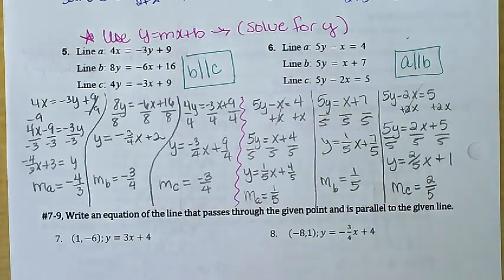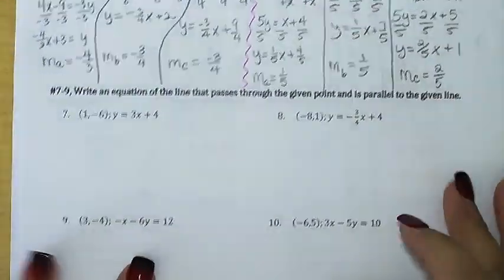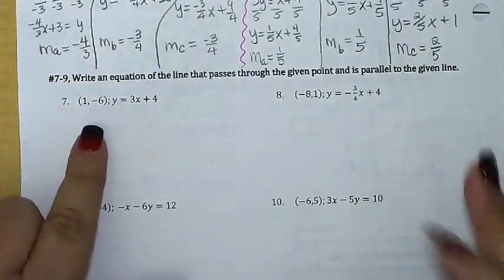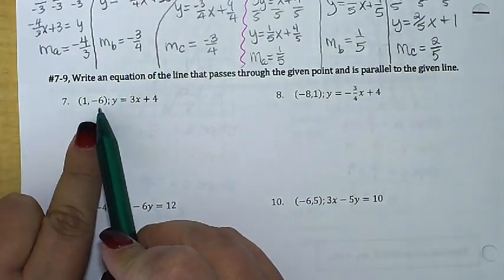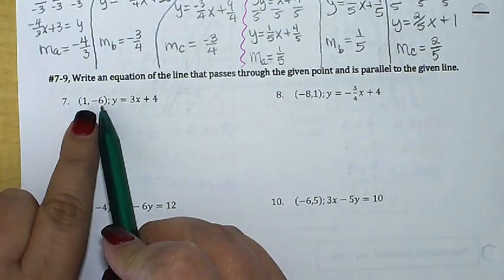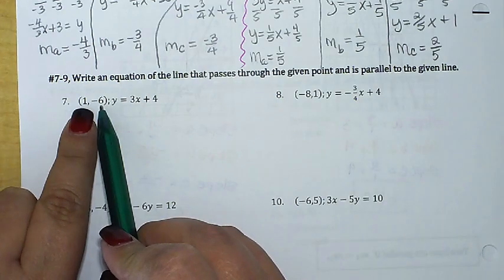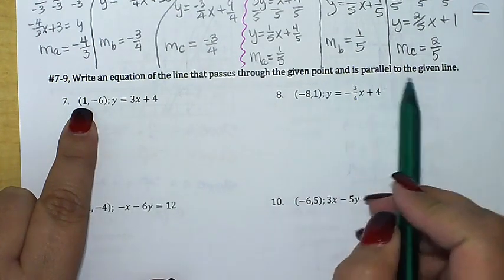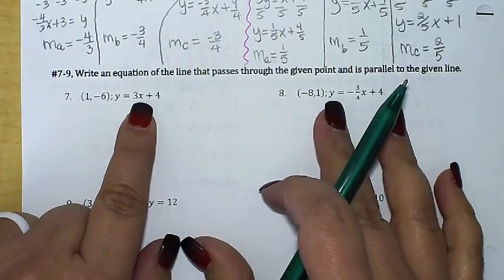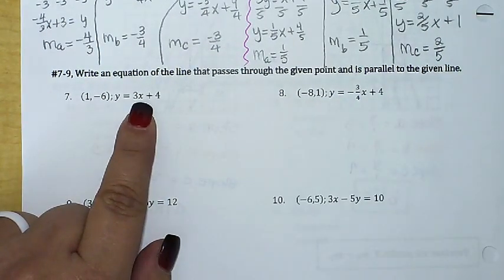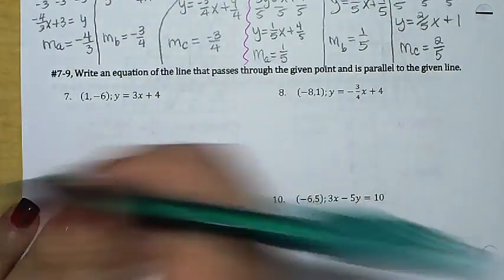Graphs, from 2 points, from equations. Let's talk about writing the equation of a line that is parallel. So it says here, write the equation of a line that passes through the given point. So we want our line to pass through the point 1, negative 6. So we're going to want to make sure we guarantee that it passes through this point. But we want it to be parallel to this other line, okay? So this line's already established.